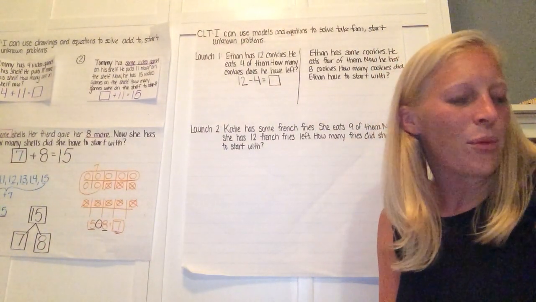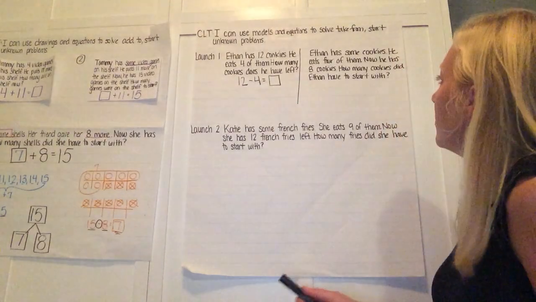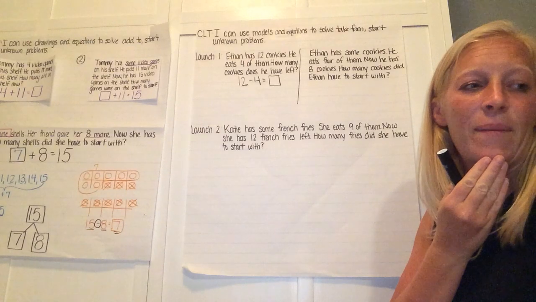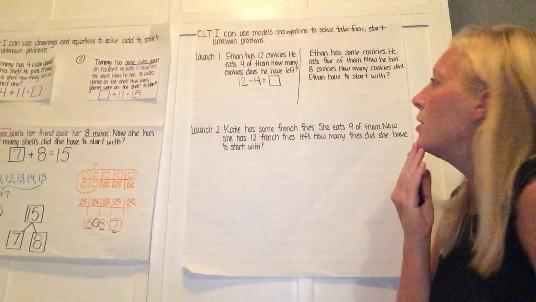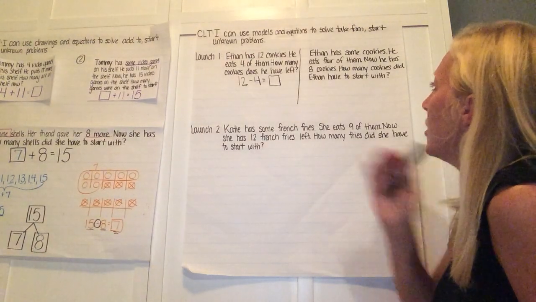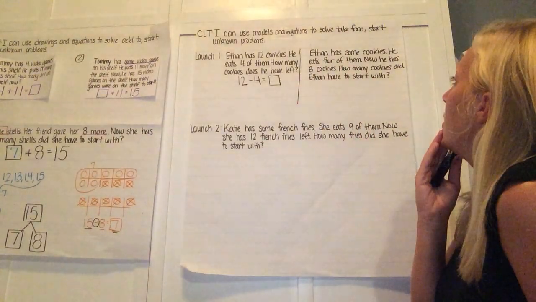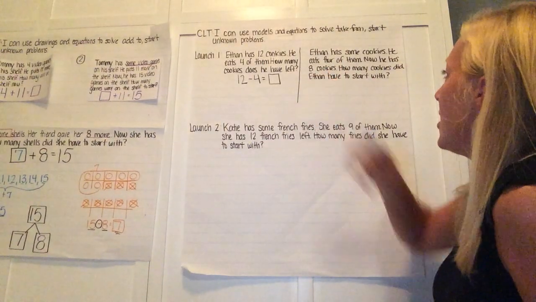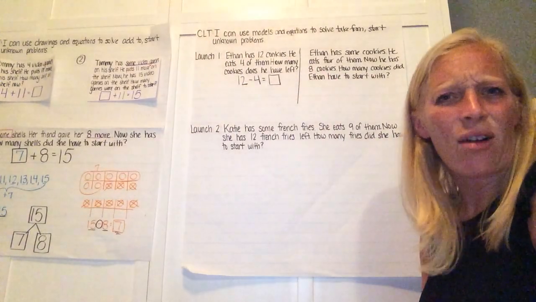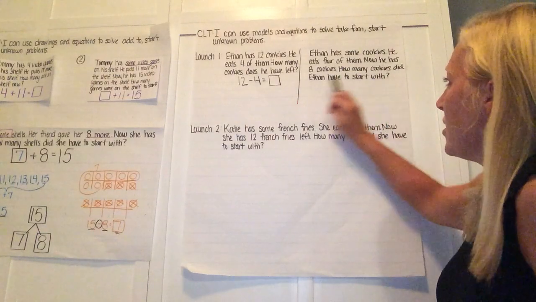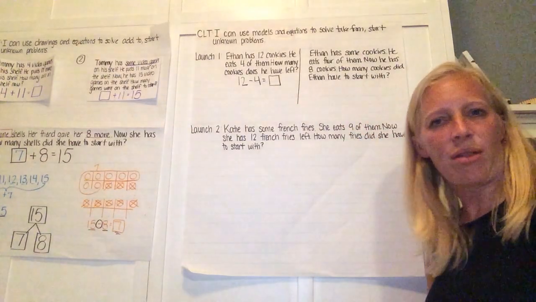What do we already know? He had some. Do we know what that number is? No. What else do we already know? He ate 4 of them. And now he has 8. What are we trying to find out? There's that question. How many cookies did he have to start with?